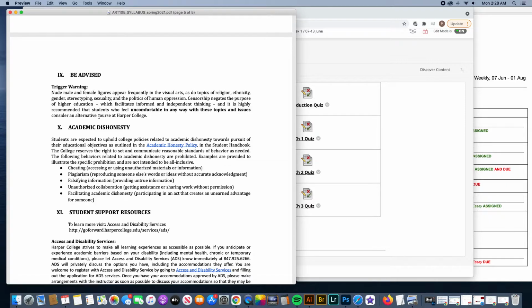Censorship negates the purpose of higher education, which facilitates informed and independent thinking, and it is highly recommended that students who feel uncomfortable in any way with these topics and issues consider an alternative course at Harper College. That's very serious. I feel very serious about this. We're going to be looking at all types of stuff, and if you're uncomfortable with that potential, then you need to just be advised that maybe this isn't the class for you.